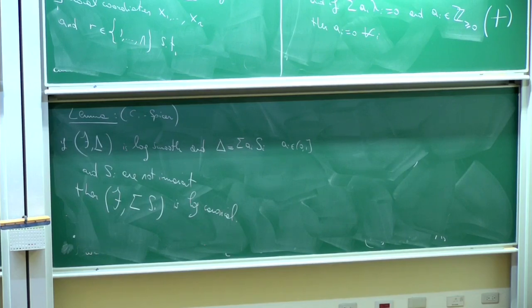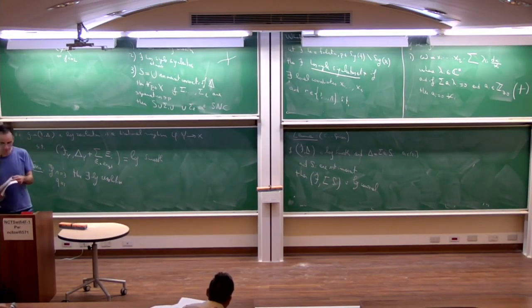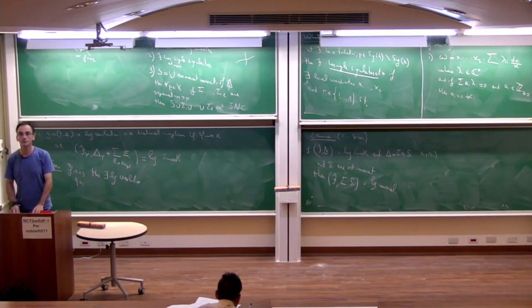Last lecture, I will talk about MMP. Okay, so any questions? Do we know anything about the weaker version of resolution of singularities, by replacing canonicity with the property of being log canonical?